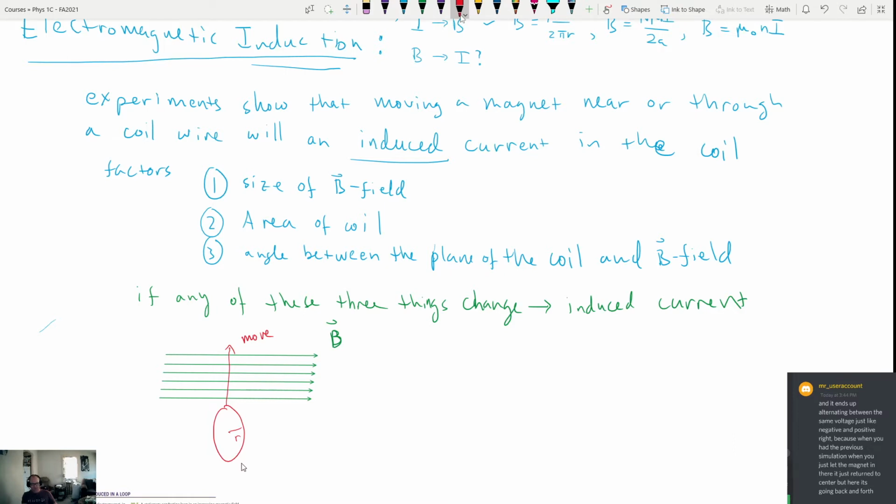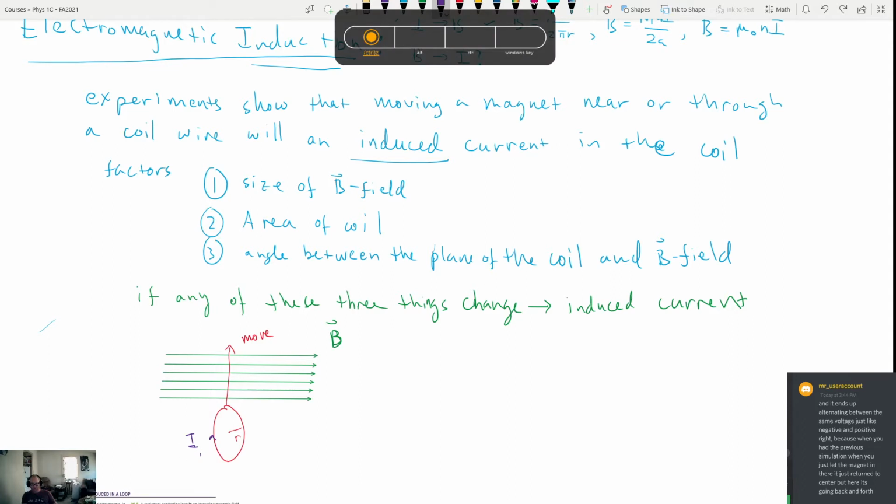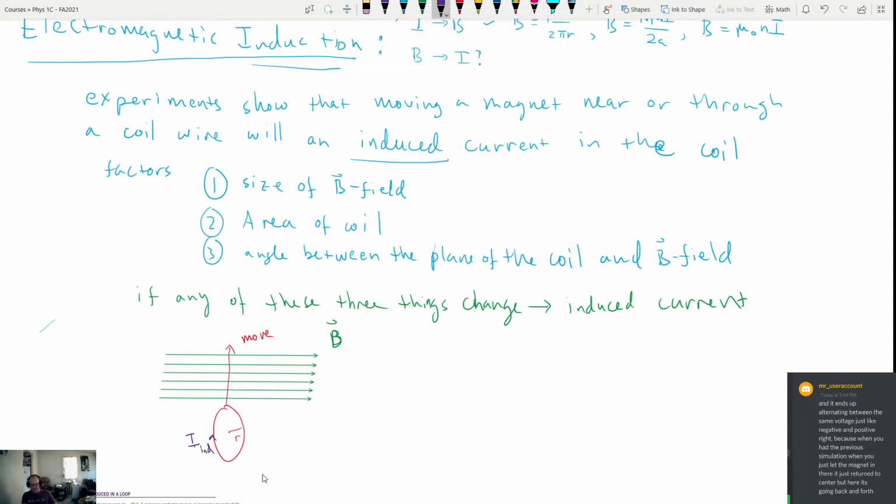Okay, and the way that it's going to induce it is, well, I don't know if it matters, but I'll teach you how to figure this out. This way. This is going to be the direction of what we call the induced current, so I'll call it I with a little subscript ind. Call that the induced current.